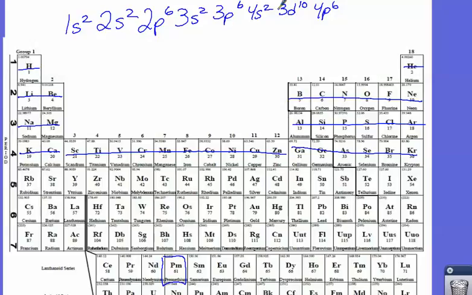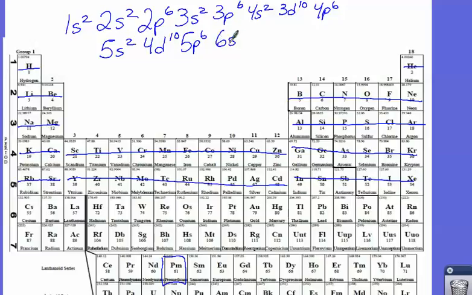So I'm going to continue on. We're going to go to 5s2 down here. 4d10, 5p6. So this part is straightforward. The next part is where it gets a little bit tricky. So we're still going to have 6s2, that's expected. After that, this is where it gets a bit tricky.